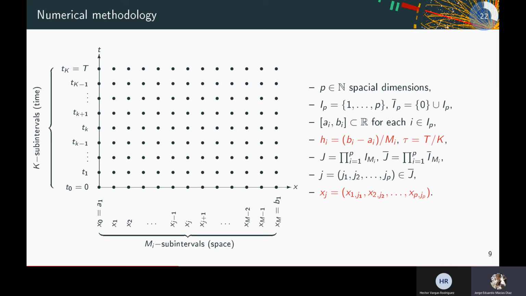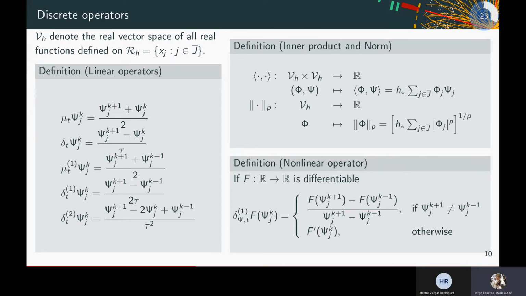So about the numerical methodology, we're going to use a finite difference discretization of this model. We are going to divide the spatial coordinates in a finite number of equally spaced subintervals, same thing as for the time.